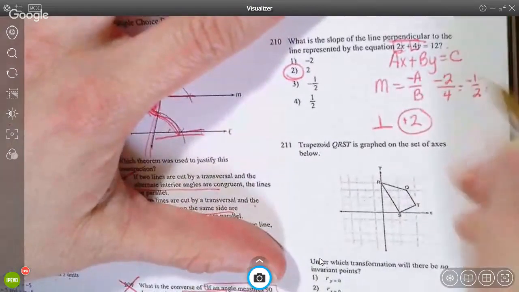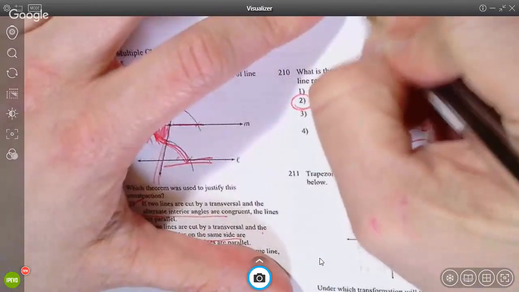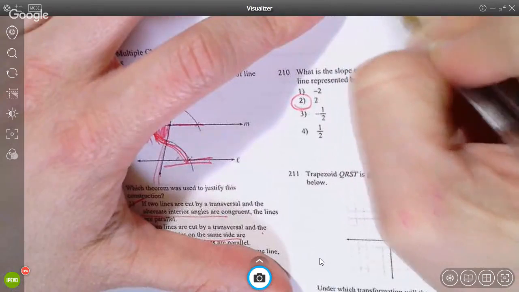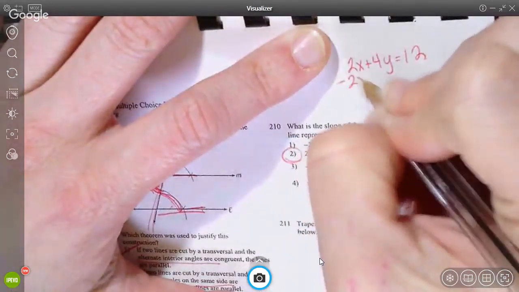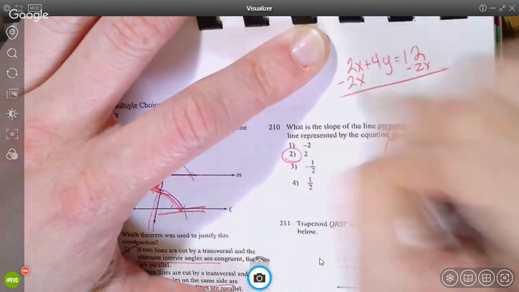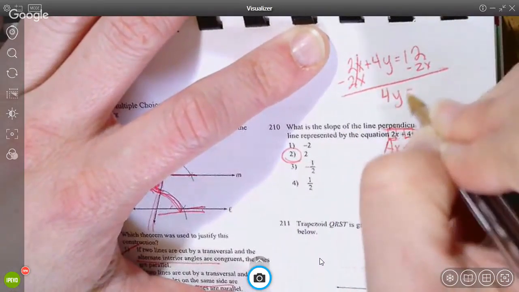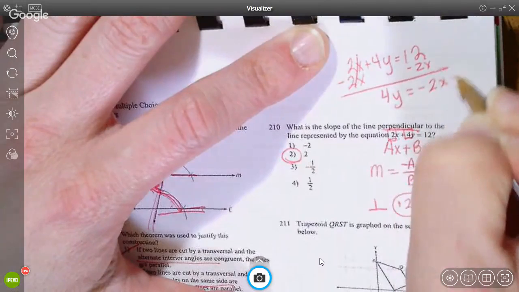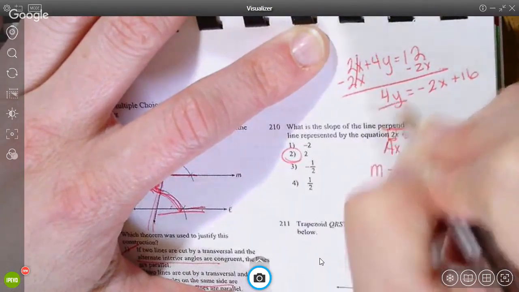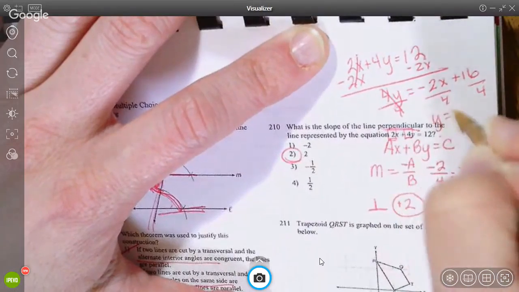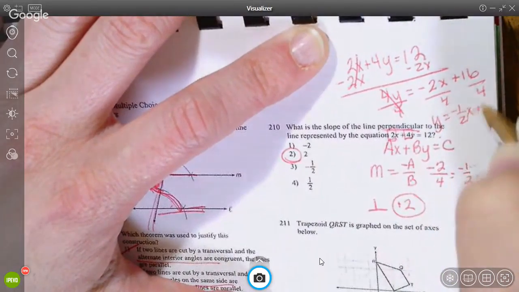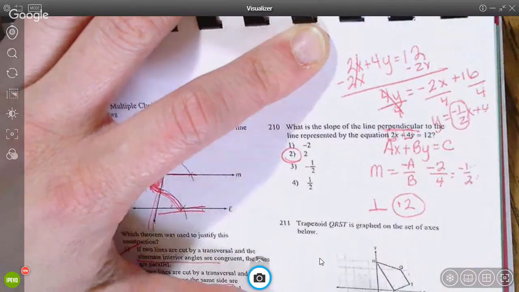Because this is -1/2. So if we have 2x plus 4y equals 12, there's two ways I can do it. The first way is I can subtract 2x from both sides, and I'm left with 4y equals -2x plus 12. And then I can divide each thing by 4, which gives me y equals -1/2 x plus 3. So that's the way I've always shown it to you.